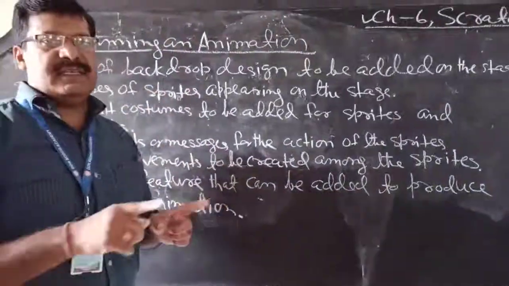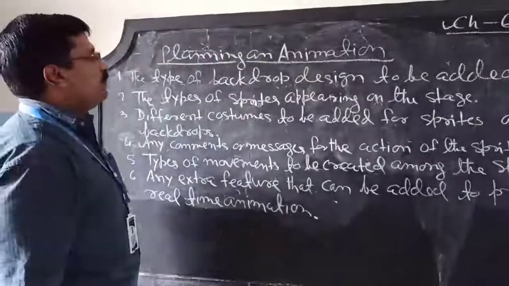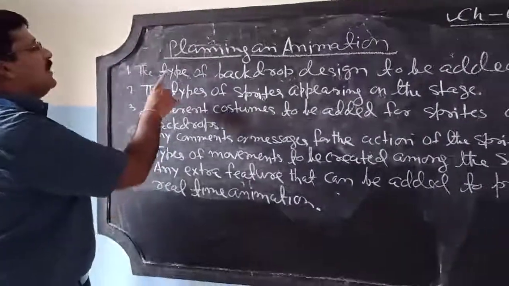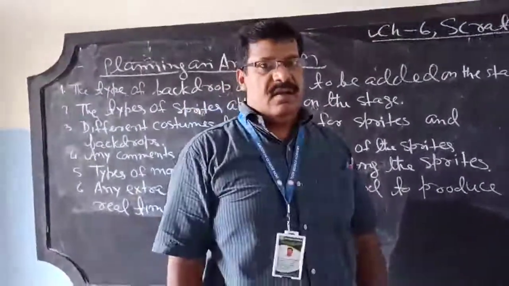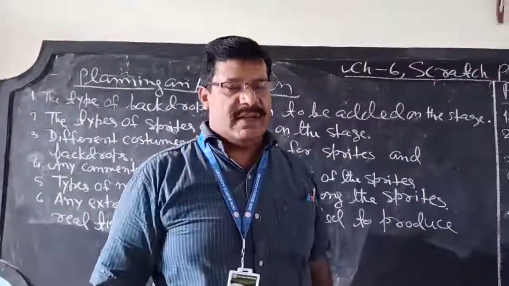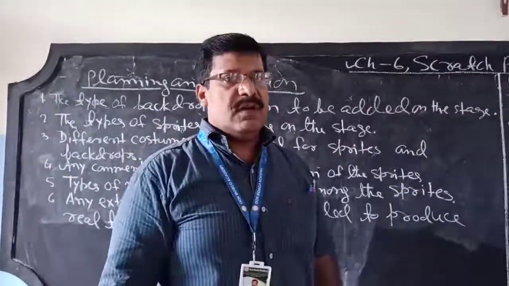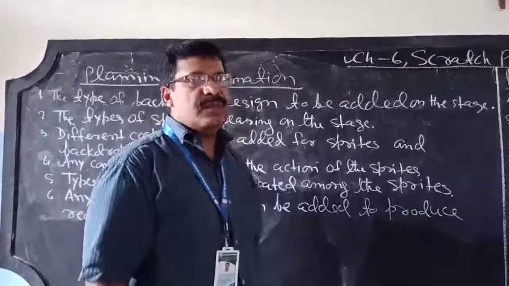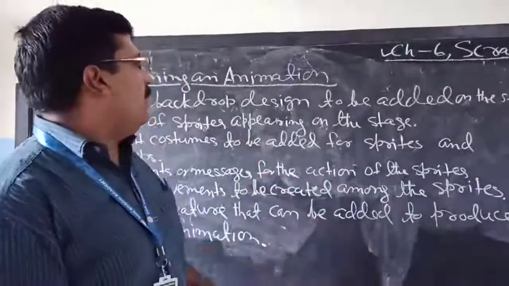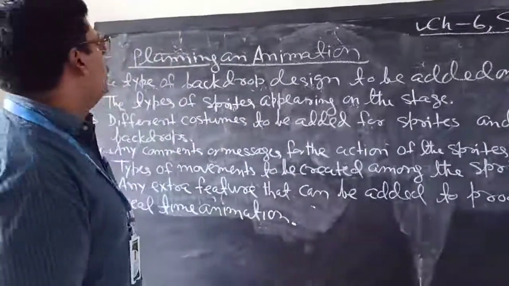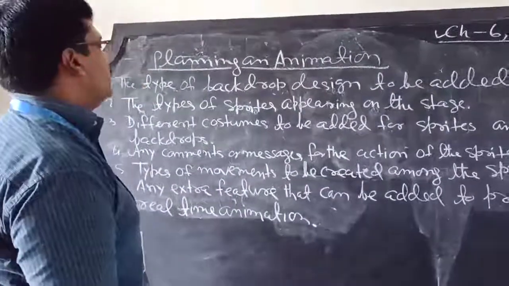How to make the animation by using the Scratch program. We have some steps. First, the type of backdrop design to be added on the stage. By default, the stage is white in color. So if you want an attractive backdrop, click on the left side and bottom, click on the new backdrop, and select an attractive backdrop and use it.